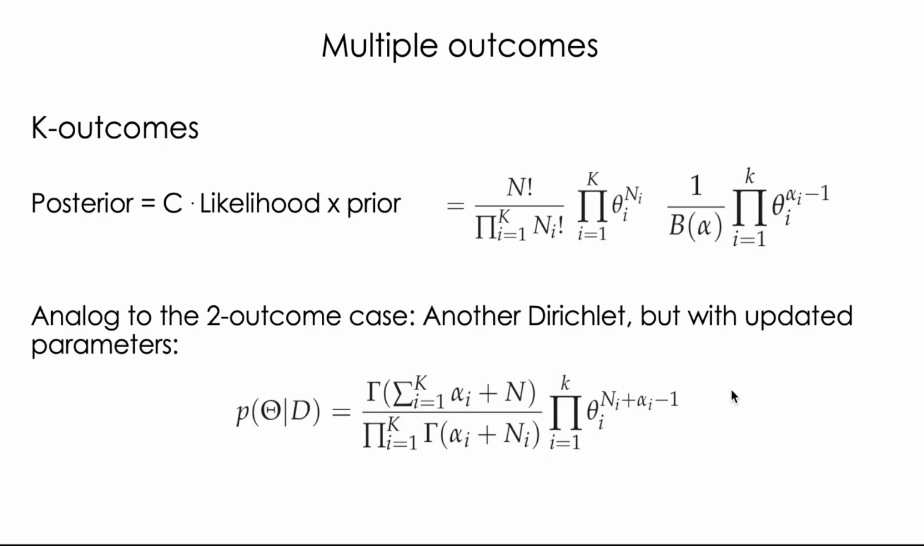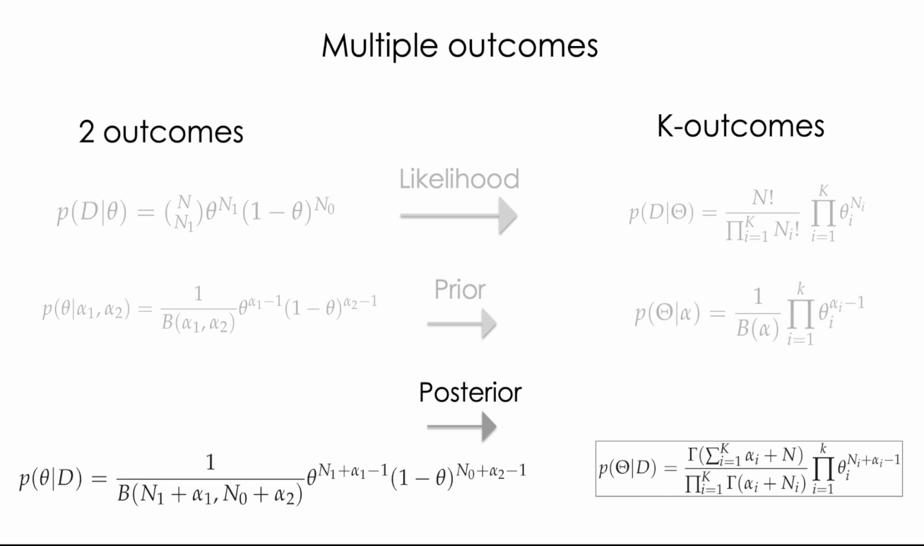Another Dirichlet distribution, but instead of having just the n's or just the alphas, it's going to be the sum of them, because it's considering the prior information plus the data coming in the n's. Remember that the n's were the sufficient statistics in this problem. And as you can see, this is a Dirichlet distribution of parameters alpha 1 plus n1 and so on. Okay, so we know our posterior for the k outcomes case.